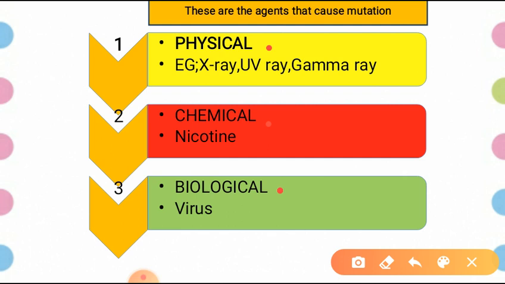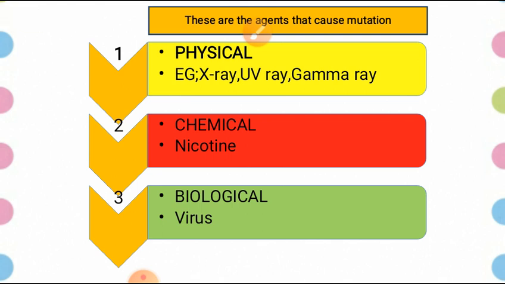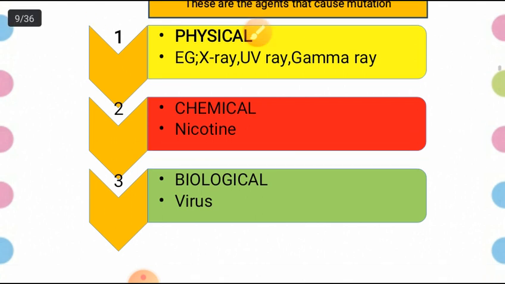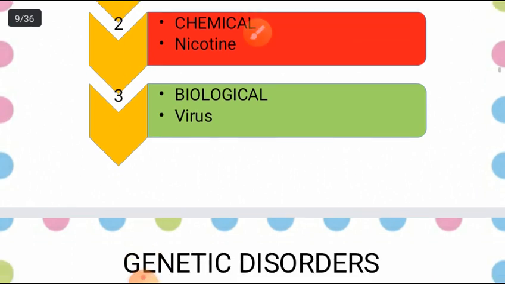So, mutagens are the agents that are causing mutation. One is physical. Example, X-ray, UV rays and gamma rays. Chemical mutagen, nicotine. And third is biological mutagen, which is virus.